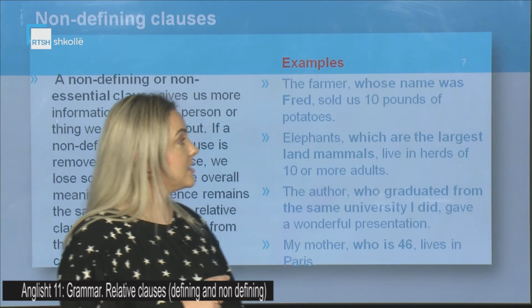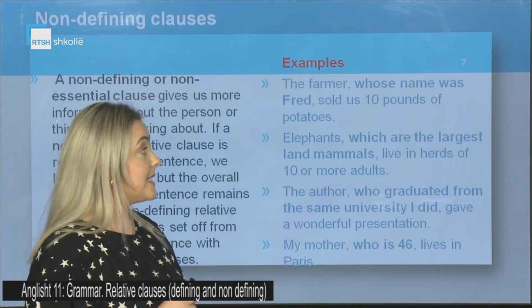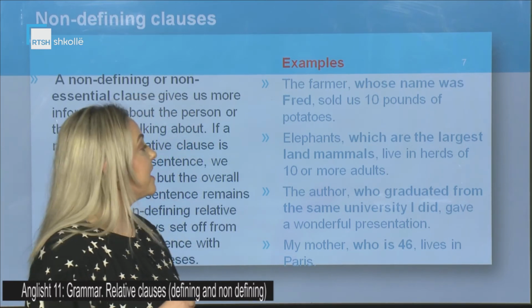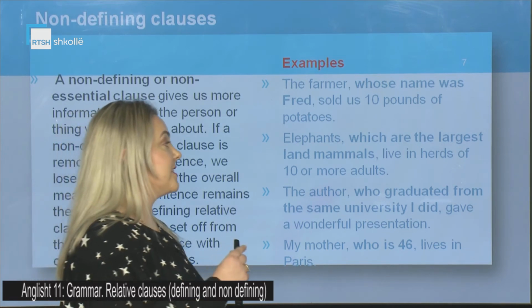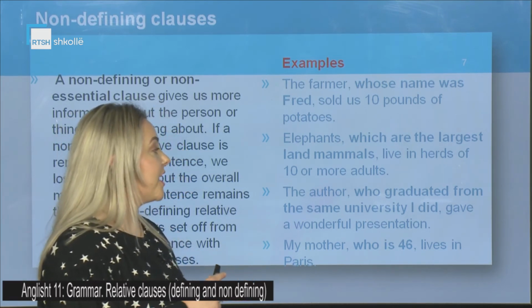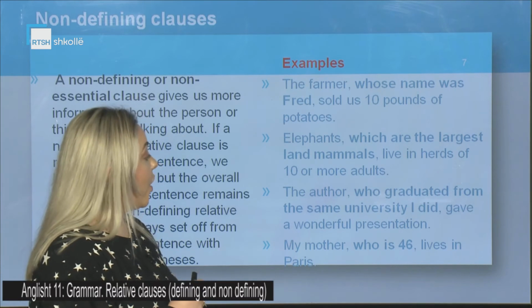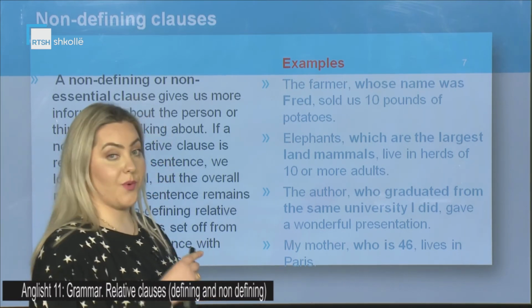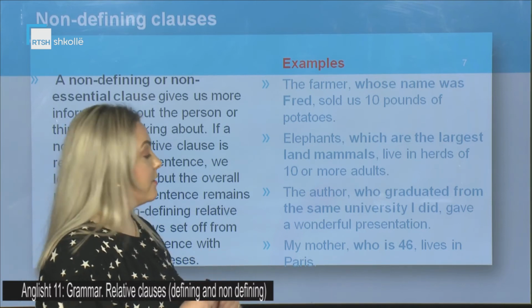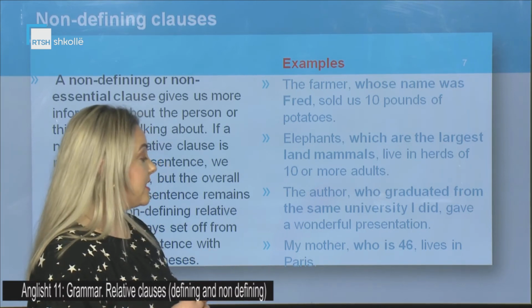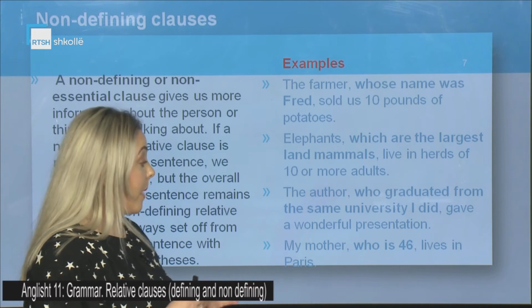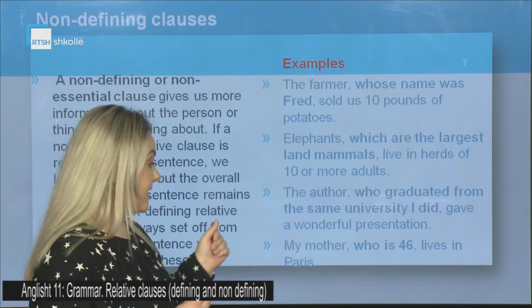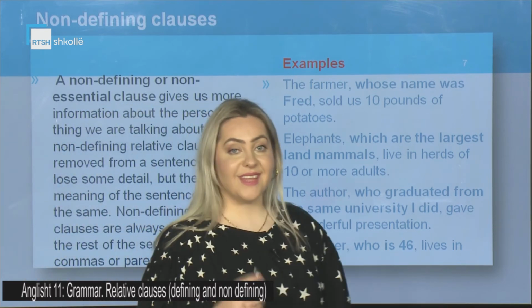The farmer whose name was Fred sold us 10 pounds of potatoes. Elephants, which are the largest land mammals, live in herds of 10 or more adults. The author, who graduated from the same university I did, gave a wonderful presentation. It is separated by commas. My mother, who is 46, lives in Paris. Let's continue.